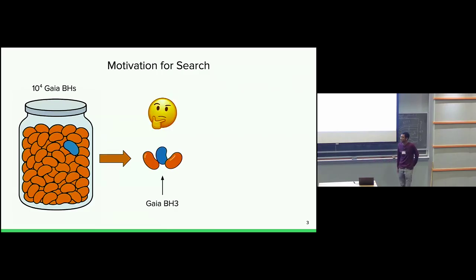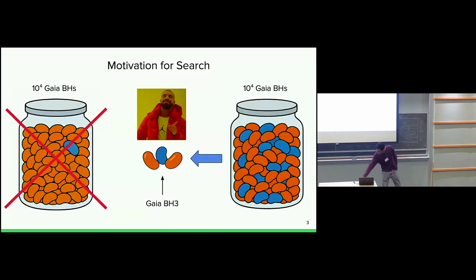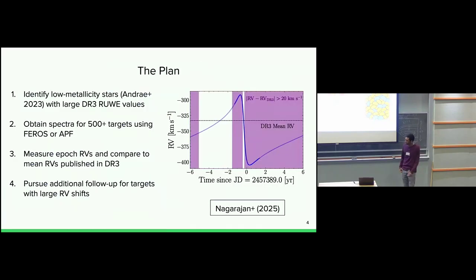And if you see this, you might be quite puzzled. How did we get so lucky? And so what you would do is you would reject what you initially thought about the jar, and instead, you might think that the jar has many more blue jelly beans. And in fact, it might be prudent, if you want to find Gaia black holes, to focus on these blue jelly beans. So what's our plan?